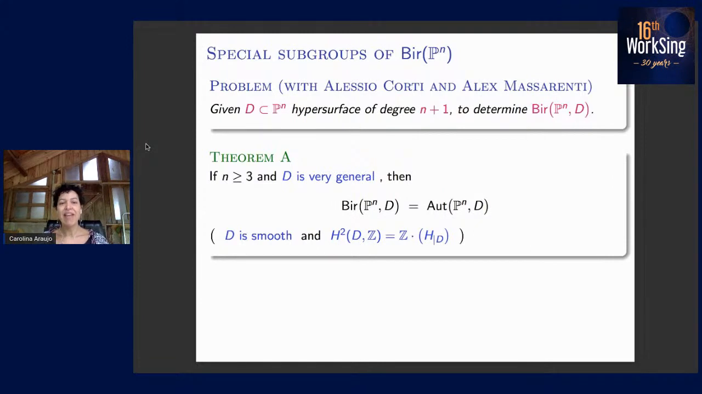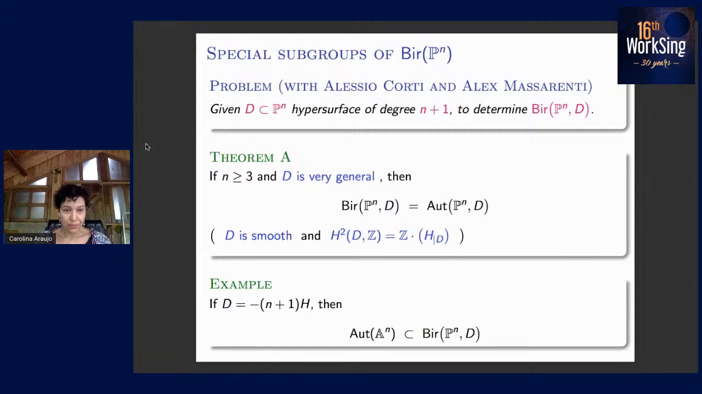On the other hand, let's look at the other extreme. What if we take D very degenerate? So the most degenerate situation that we can think of is when D is n plus 1 times a hyperplane section. Here D should be n plus 1 times H. So this group, the group of birational self-maps preserving this volume form, contains as a subgroup the group of automorphisms of An, which we know is a very complicated group, with a very rich structure.